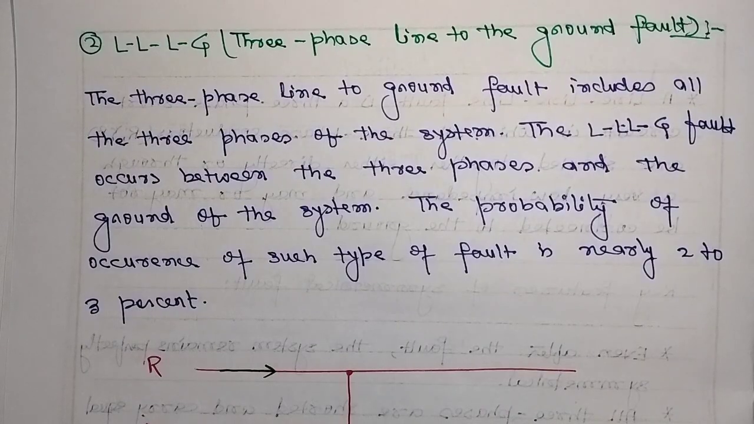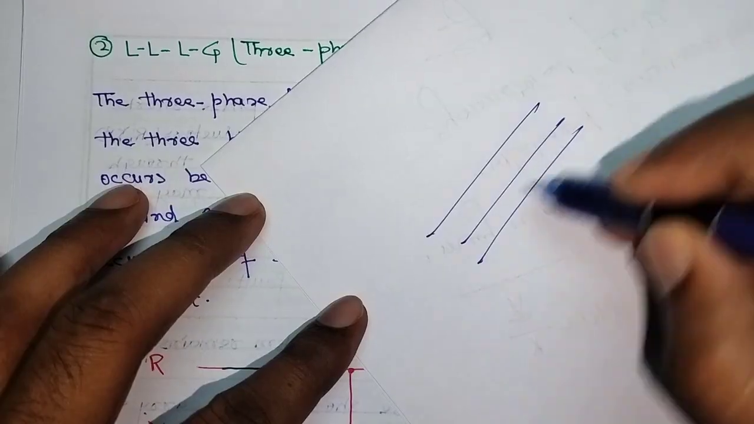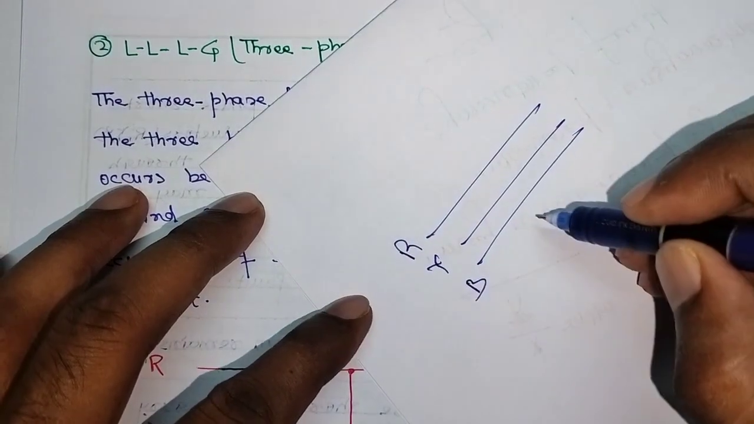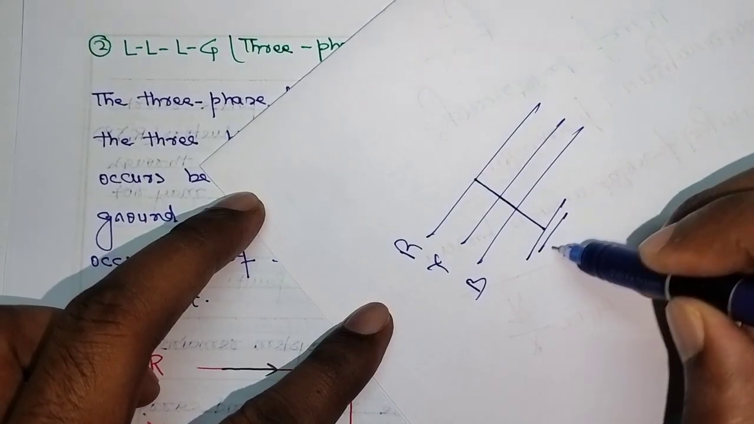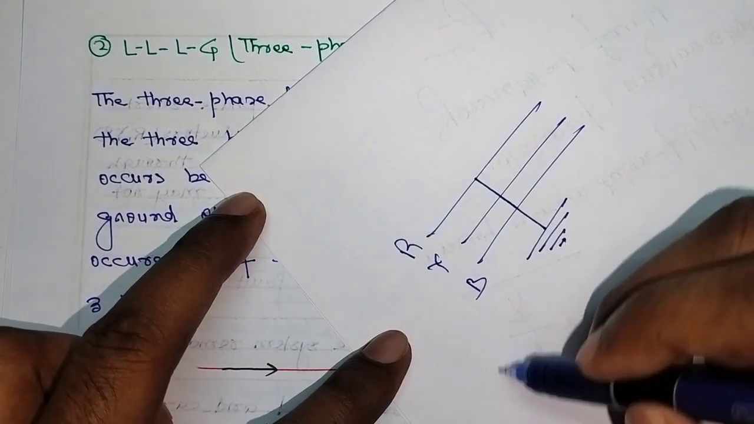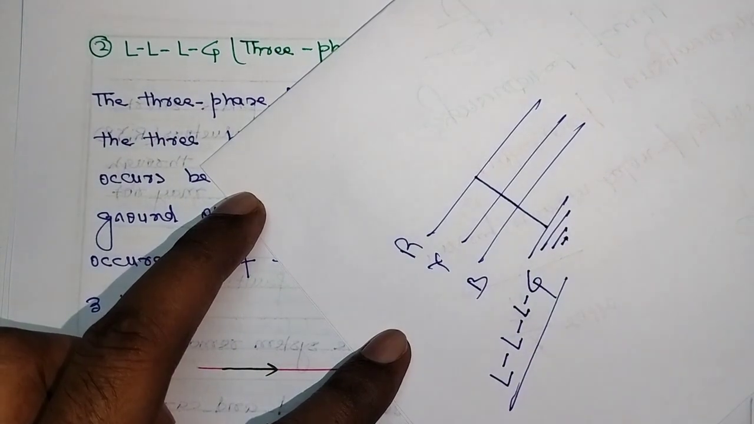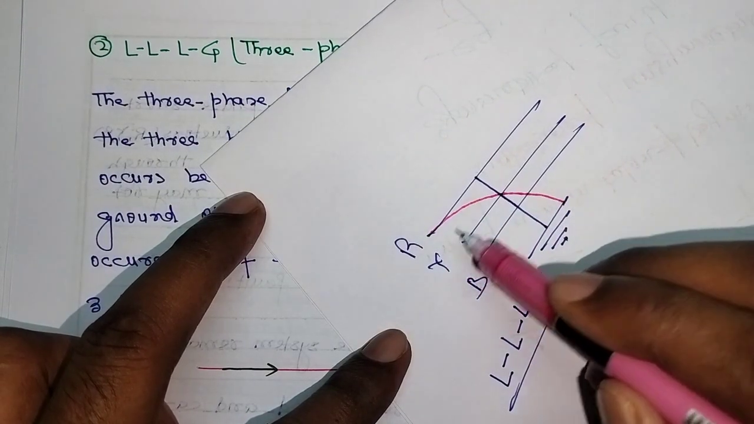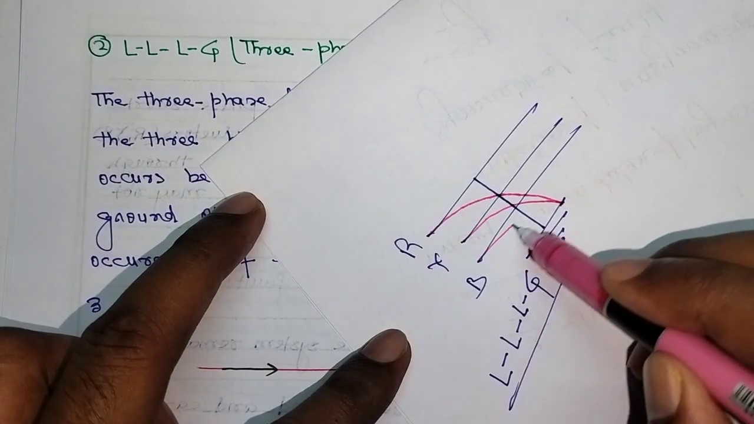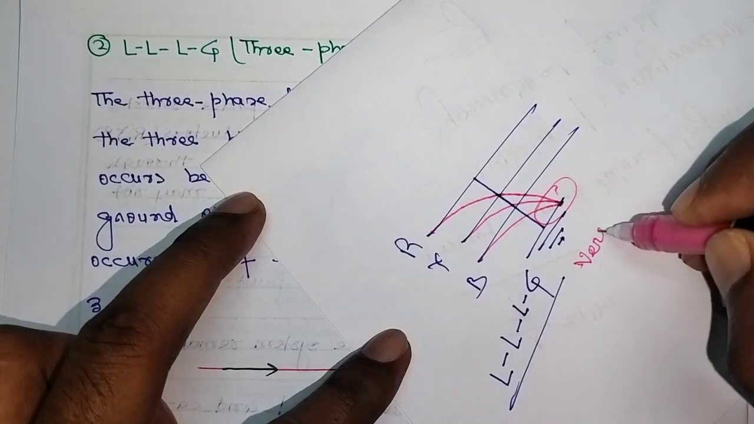Here the word itself shows that three lines will be there, R, Y and B, and after getting shorted, it is also getting grounded. So such type of fault is called the line to line ground fault. So in this system, what is happening, three of the conductors are getting shorted and it is getting grounded also. So such type of the occurrence of the fault is very rare.